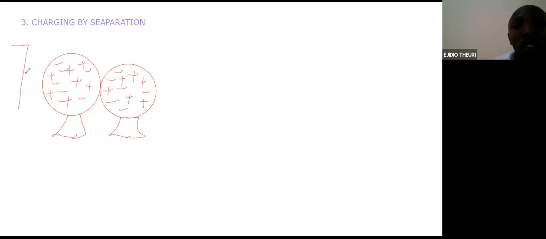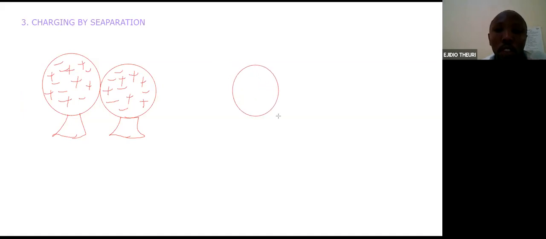So Roger, I want to undo this. The bodies are still here. So I want to bring a negatively charged body close to the two bodies. Here they are.